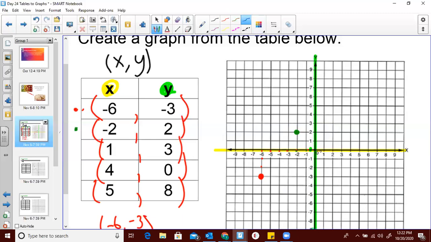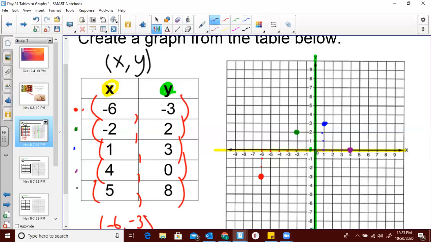Now I have 1 for x, it's positive, so I go to the right, 1. And I have 3 for y, which will be up 3 because it's positive, 1, 2, and 3. Then for my fourth point, I have 4 and 0. Now this one's where it gets a little tricky. So remember your x goes first. So we're going 1, 2, 3, 4. But we have 0 for y, so we don't have to go up or down. So it's just going to stay right on that x-axis. All right, so that was that point.